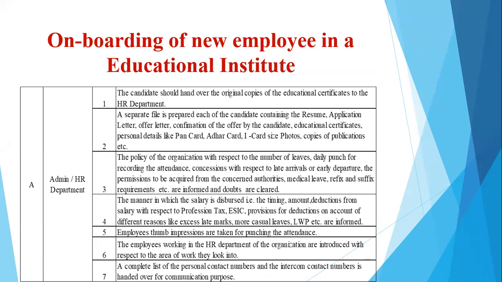Then the manner in which the salary will be disbursed, the timings, the amount of salary, the deductions from the salary with respect to profession tax, ESIC, provisions for deduction on account of different reasons like late marks, LWP, and casual leaves, etc. Then the thumb impression of an employee is taken for punching the regular attendance.